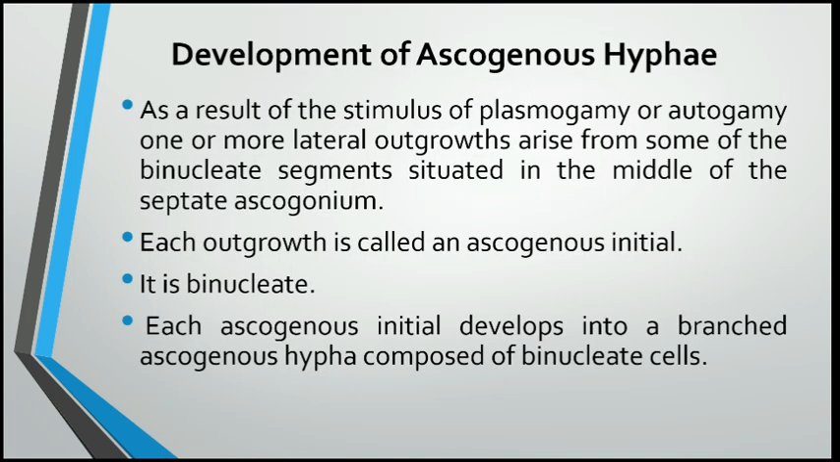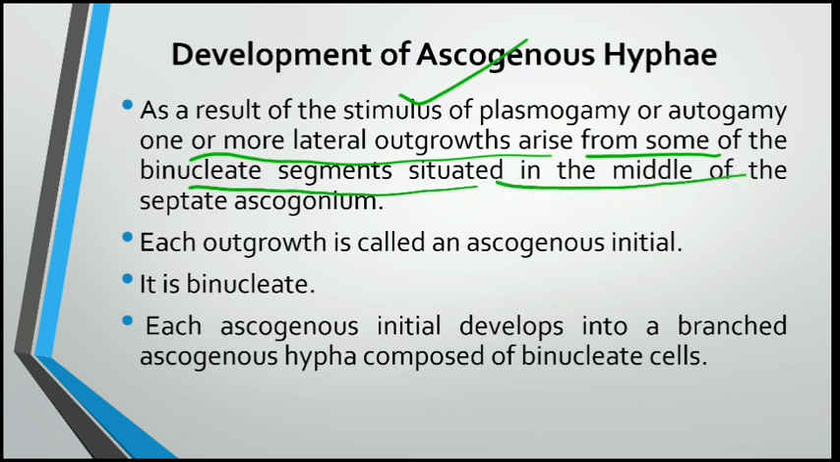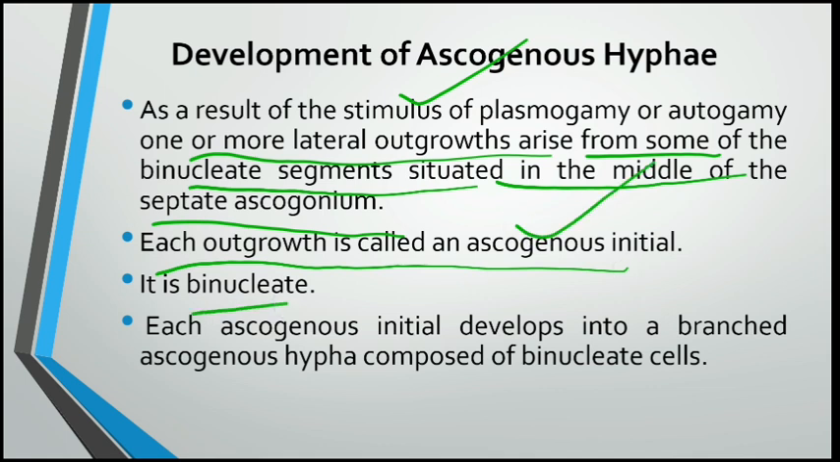Next, development of ascogenous hyphae. As a result of the stimulus or formation of plasmogamy or autogamy, one or more lateral outgrowths arise from some of the binucleate segments situated in the middle of the septate ascogonium. Each outgrowth is called an ascogenous initial, and these are binucleate. Each ascogenous initial develops into branched ascogenous hyphae composed of binucleate cells.